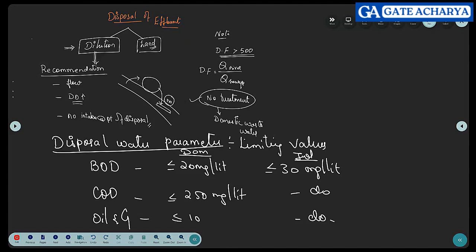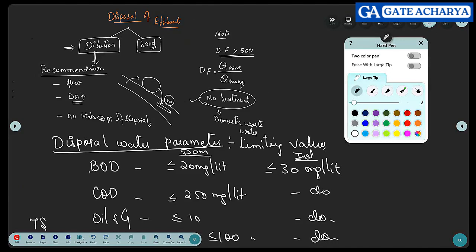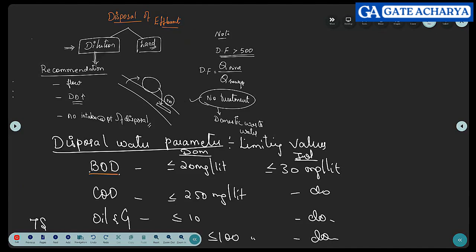Total solids less than or equal to 100 milligram per liter, and it is the same for industrial wastewater also. Only the BOD value will be different for industrial wastewater effluent and domestic wastewater effluent. 20 for the domestic wastewater, 30 for the industrial wastewater.